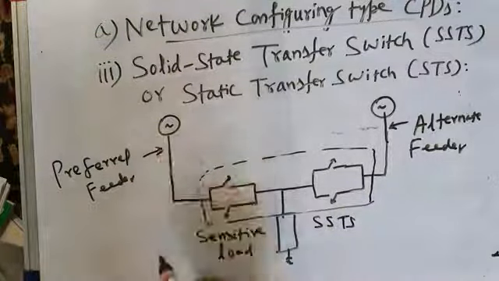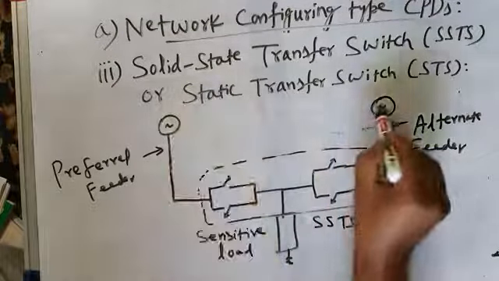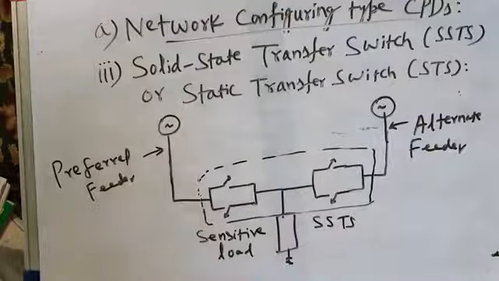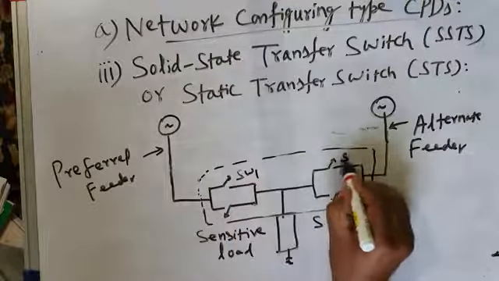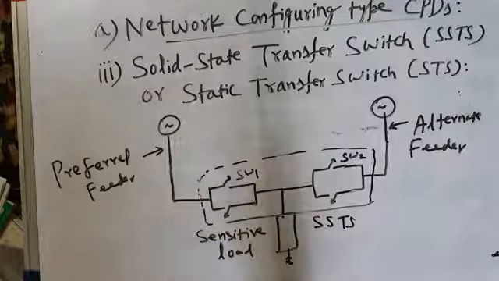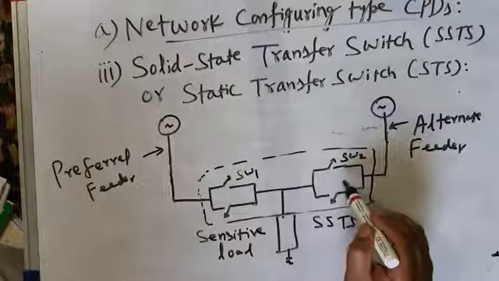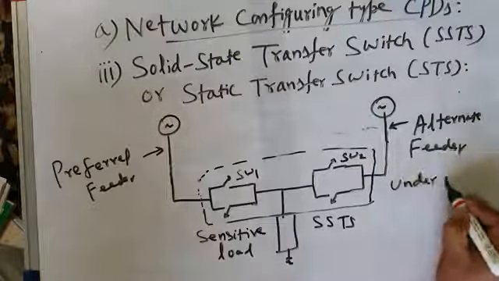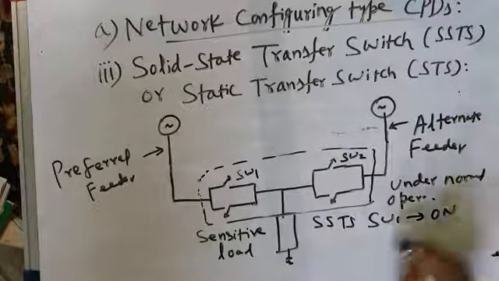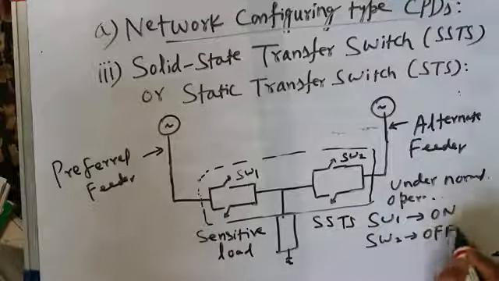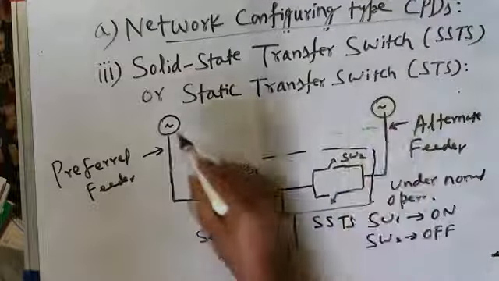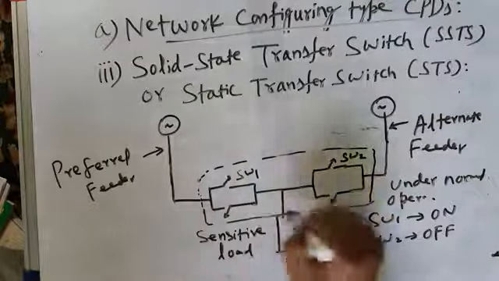It receives power from two feeders. This is one substation. This is another substation. This substation is supplying this feeder and this substation is supplying this feeder. This is switch SW1 and this is switch SW2. Normally, when there is normal supply, there is no voltage sag, there is no voltage swell, this switch is off. So under normal operation, switch SW1 is on and switch SW2 is off. So therefore, the preferred feeder supplies power to the load. No power comes from this alternate feeder because this switch is off.